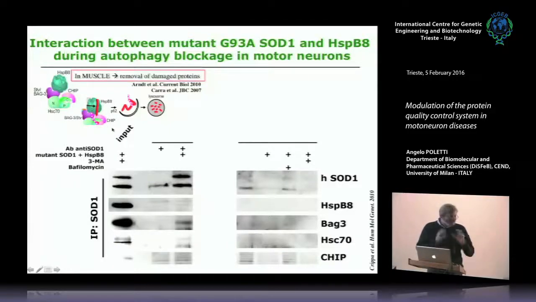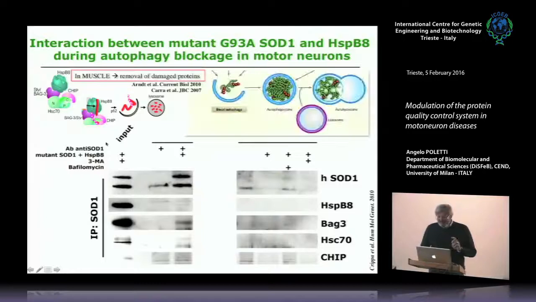For months, we tried to see if the same complex is present in motoneuronal cells, but we always failed to detect the complex. So we tried to immunoprecipitate SOD1, and we were unable to see the components of the complex. We need to see the co-immunoprecipitation to prove that HSPB8 recognizes the misfolded substrate and forms a complex that has to be sent to the autophagosome. But then we reasoned that as soon as the complex is formed, it is already inserted in the autophagosome and immediately cleared away. So you cannot detect the complex unless you block autophagy.